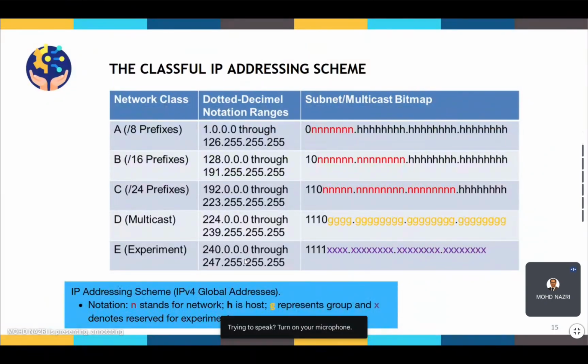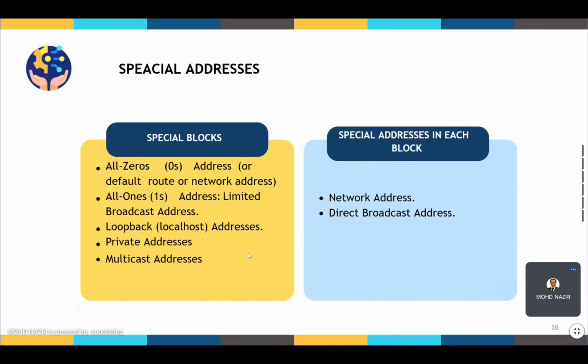Class A, B and C are normally used for IPv4 global addresses used by the internet. However, there are special addresses, meaning special blocks. For example, the all-zero address or default route, that means 0.0.0.0 in decimal, or the network address. Another example in decimal is 255.255.255.255, the all-ones address, sometimes called the limited broadcast address.